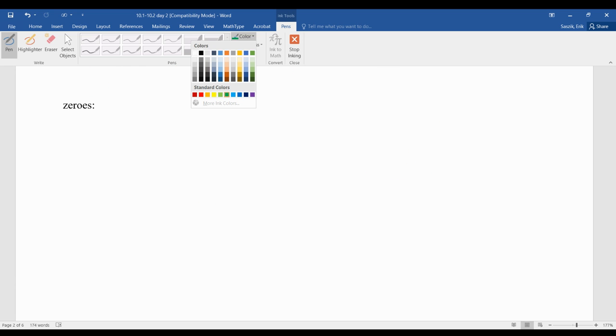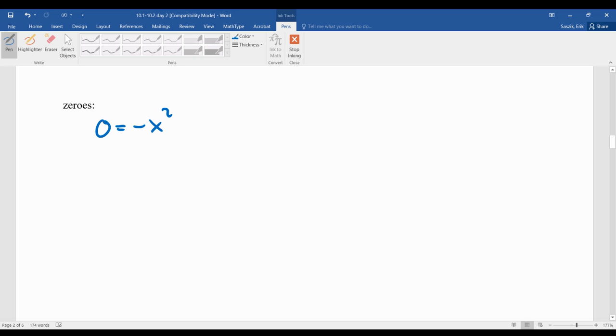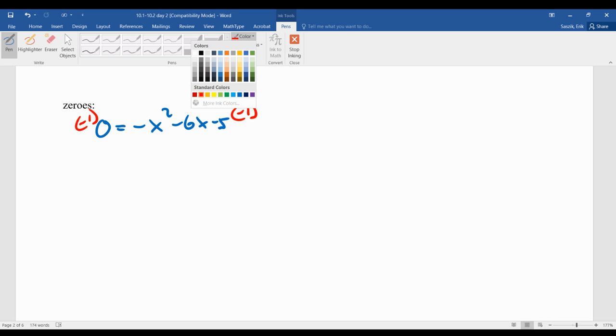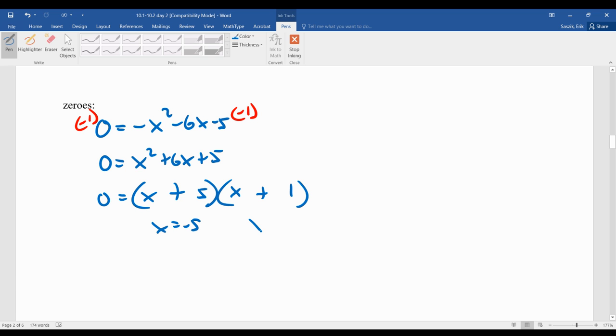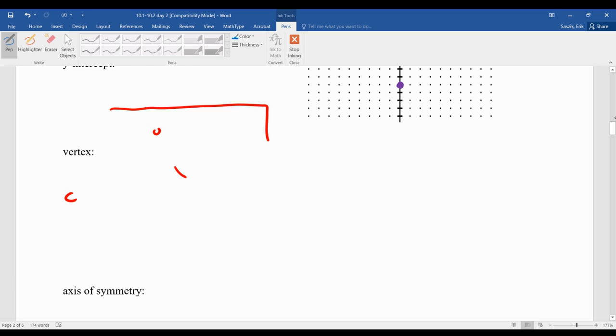Now the zeros, remember, it's called zeros because the y is 0. So I'm going to take the original equation and rewrite it. But I don't like this leading coefficient being negative, so I'm going to multiply both sides by negative 1. I can do that. Negative 1 times 0 is still 0, you see? But these signs all change. This is an easy thing to factor. There's no GCF. And we get x equals negative 5, x equals negative 1.